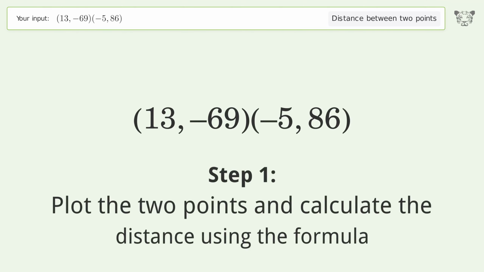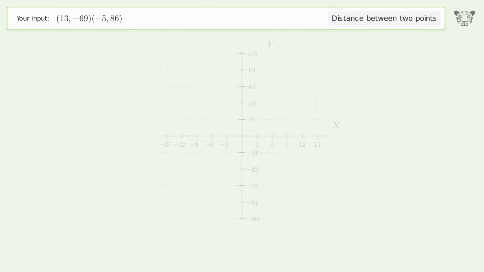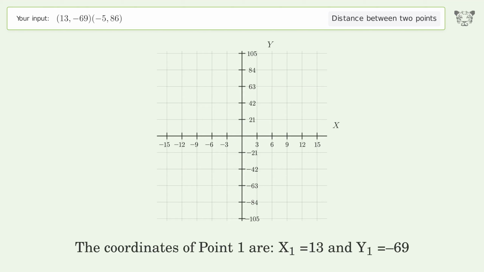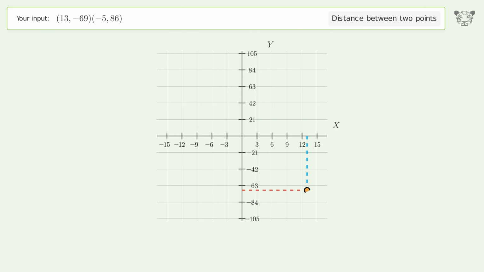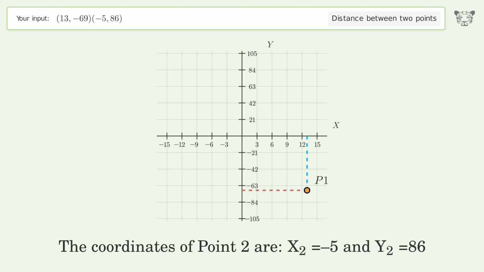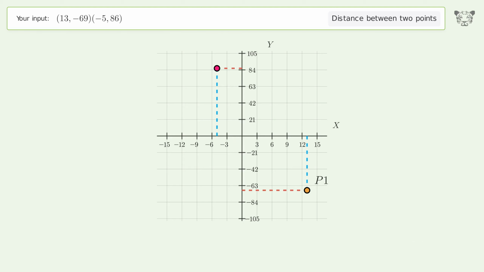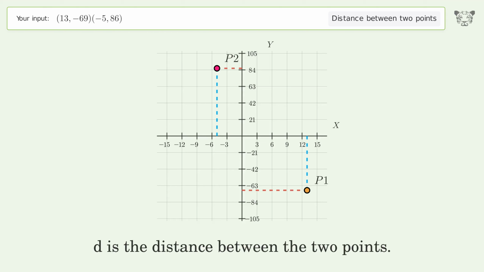Plot the 2 points and calculate the distance using the formula. The coordinates of point 1 are x1 equals 13 and y1 equals negative 69. The coordinates of point 2 are x2 equals negative 5 and y2 equals 86. D is the distance between the 2 points.